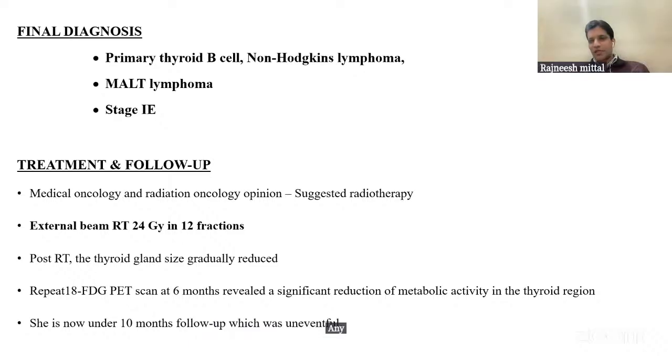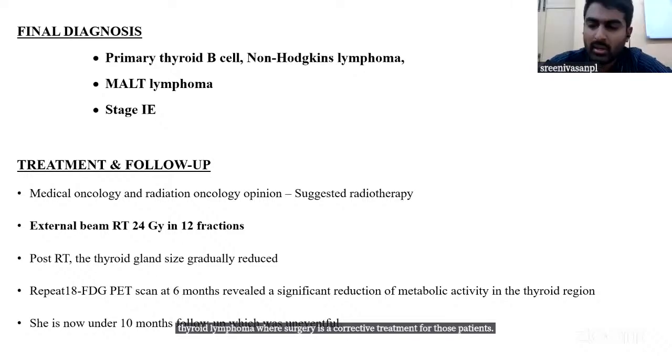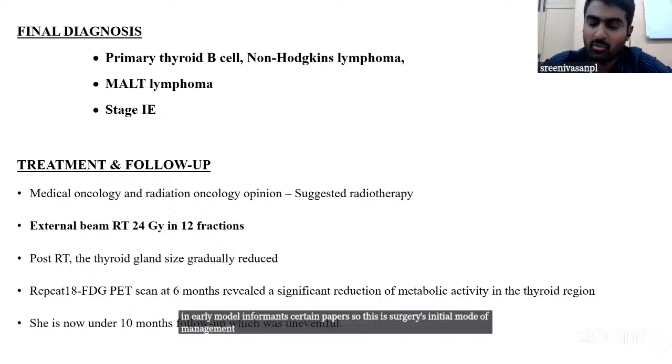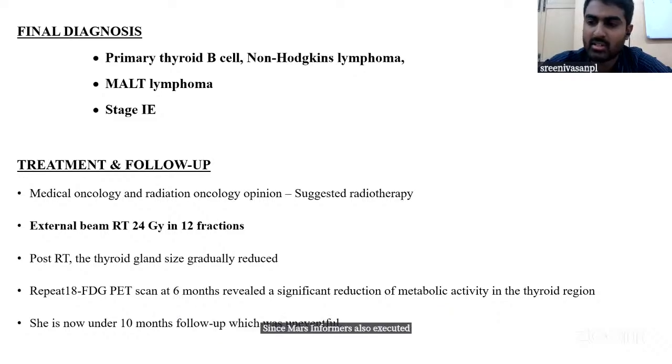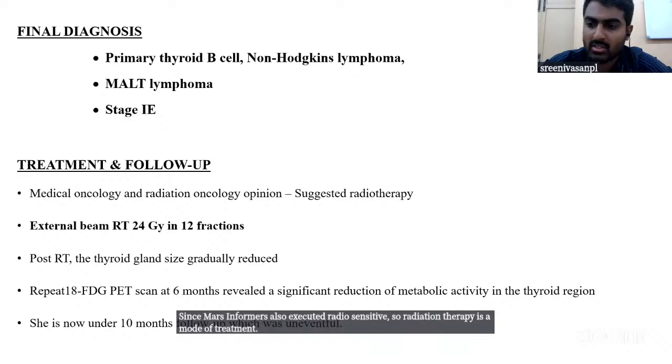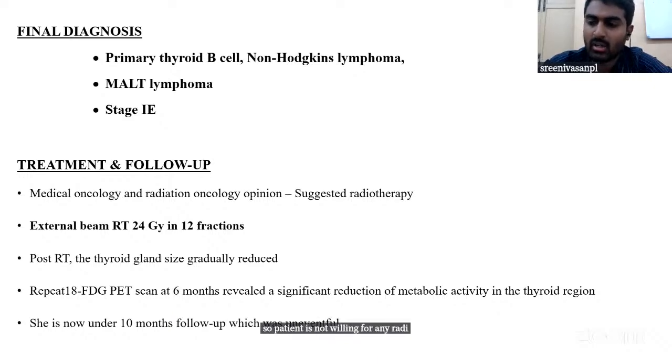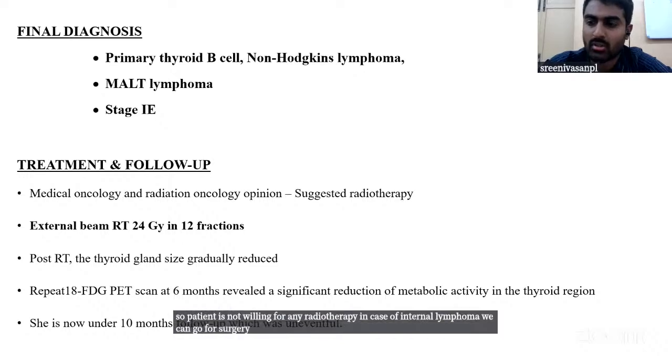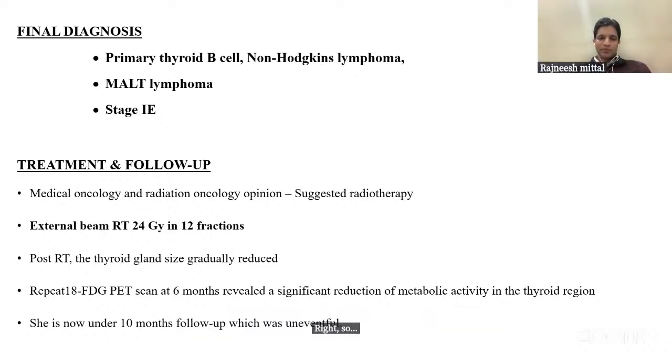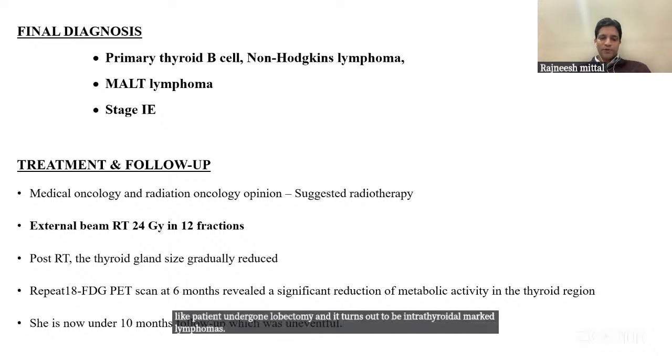Any role of surgery in thyroid lymphoma, where surgery is a corrective treatment for those patients? In early MALT lymphoma, certain papers have suggested surgery as the initial mode of management, sir. Since MALT lymphoma is also extremely radiation sensitive, radiation therapy is a mode of treatment. If the patient is not willing for any radiotherapy, in case of intrathyroidal MALT lymphoma, we can go for surgery, which has a curative role, sir, but it is not widely followed. Many times it is incidentally detected, like the patient undergoes lobectomy and it turns out to be intrathyroidal MALT lymphoma. Yes. Yeah, go ahead.